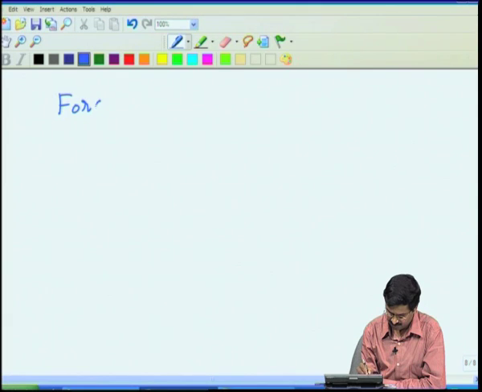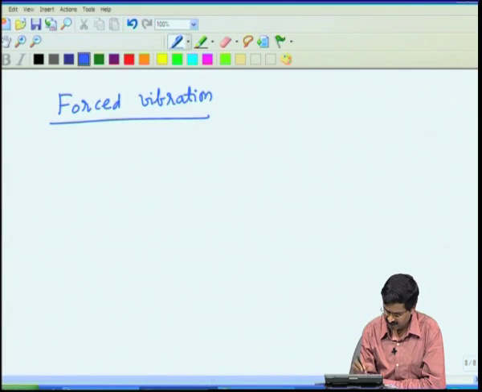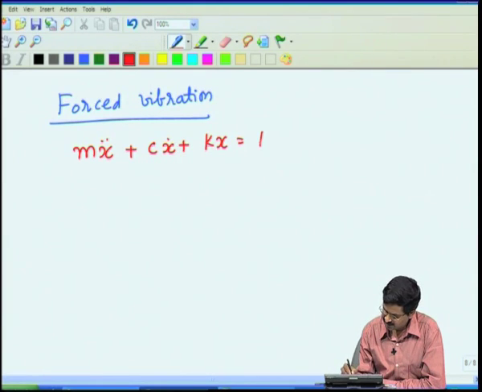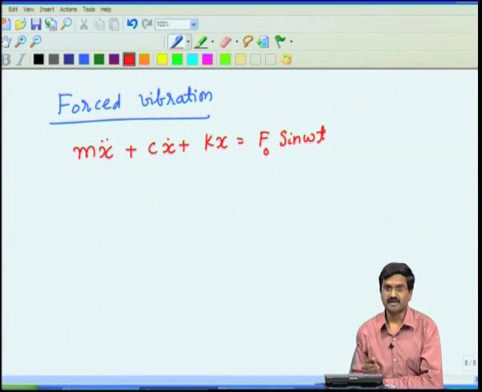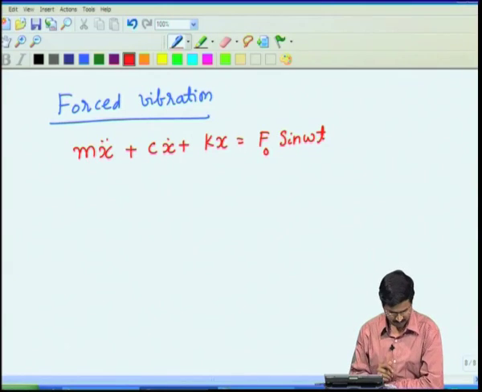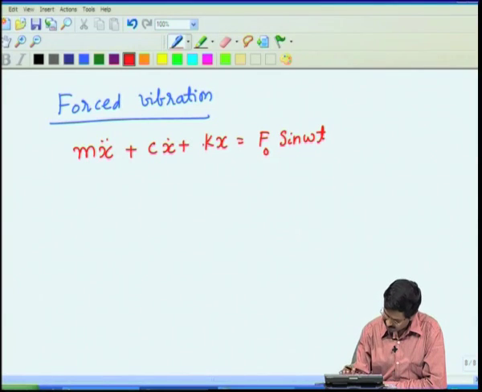So, we have forced vibration where we had the equation m x double dot plus c x dot plus k x equal to f naught, we will say equal to sin omega t, that is a periodic force. If we have that, the general solution will be same as what we had earlier.